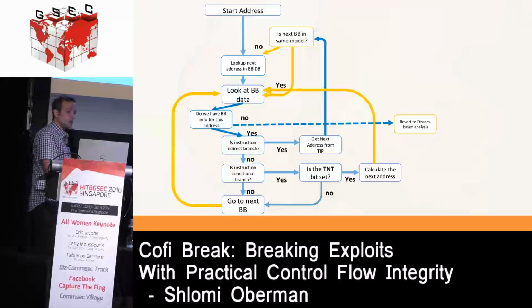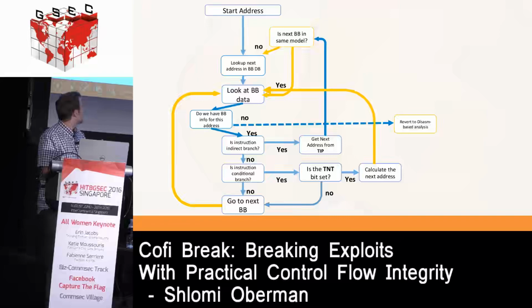This further improves performance. We now no longer have to look up the next module in our database for every basic block we traverse. We only have to look up the next address in our basic block database if the basic block is not in the same module. We have to check if the basic block is not in the same module only if we're using a jump.